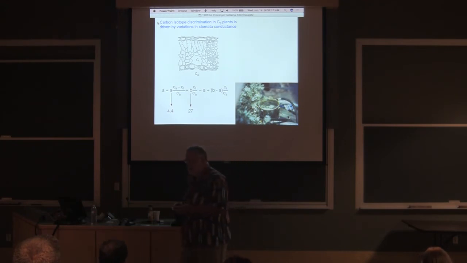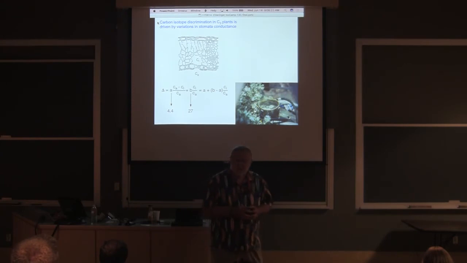B is the Rubisco fractionation that I mentioned earlier. That's 27. That's a much bigger effect. And the degree to which that enzyme gets to discriminate is based on the ratio of what's on the inside to what's on the outside. Because remember, CO2 doesn't have to hang around. It gets to diffuse in both directions. So the degree to which its kinetic effect is expressed depends on how wide open the stomates are.